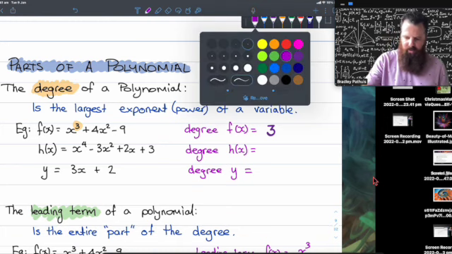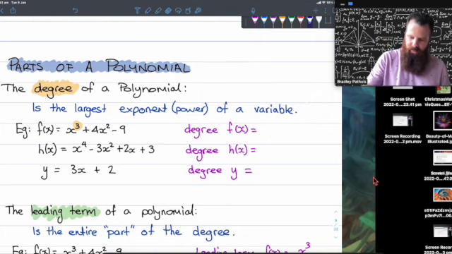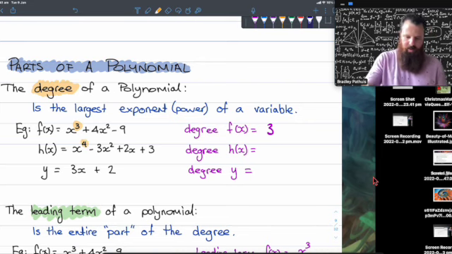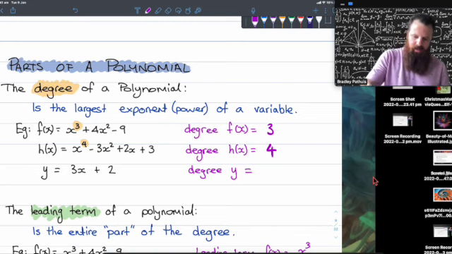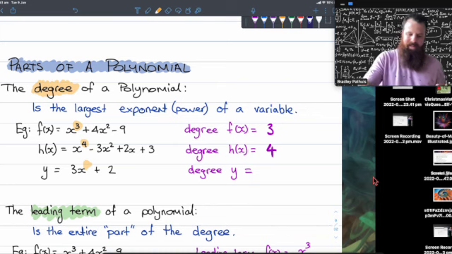Let's make that a lighter color. So it's degree 3. The degree of h of x, when we have a look through it, its largest power is to the power of 4, so it's a polynomial of degree 4. And finally, with y equals 3x plus 2, its highest power is to a power of 1, so we say it's a degree of 1.